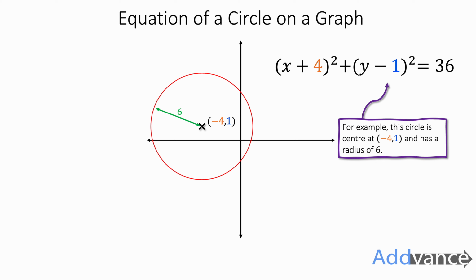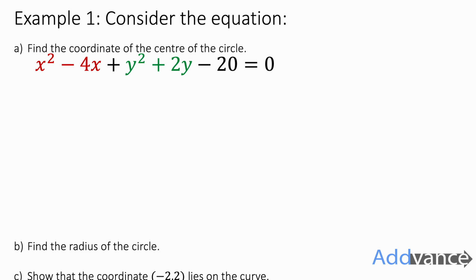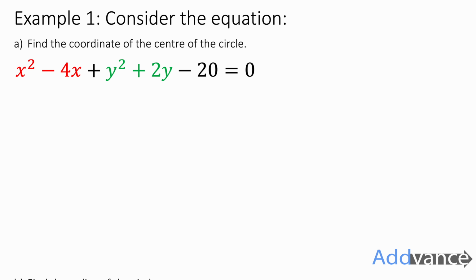Okay, I think we're ready to see an example style question. So, consider the equation x squared minus 4x plus y squared plus 2y minus 20 is equal to 0. Find the coordinate of the centre. Okay, so we're going to look at the equation of this circle, and the x squared minus 4x, we're going to combine that by completing the square.